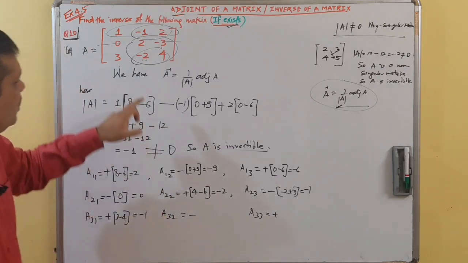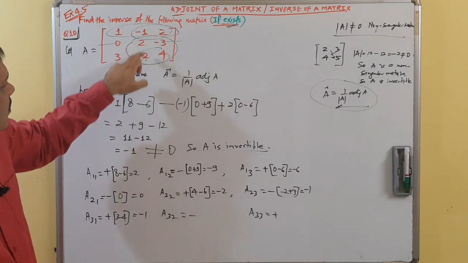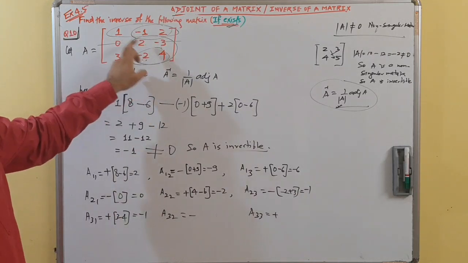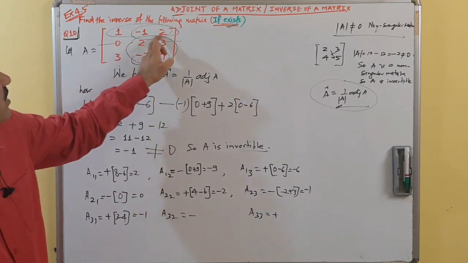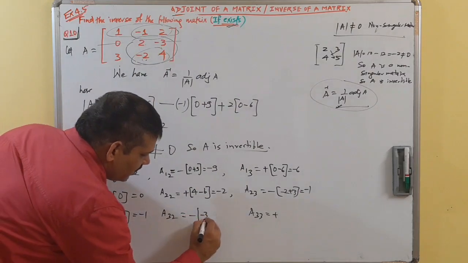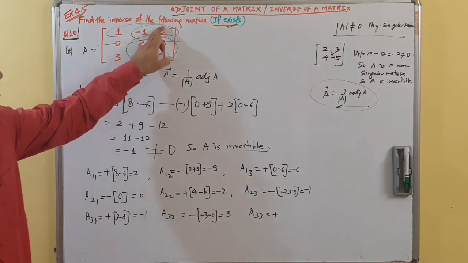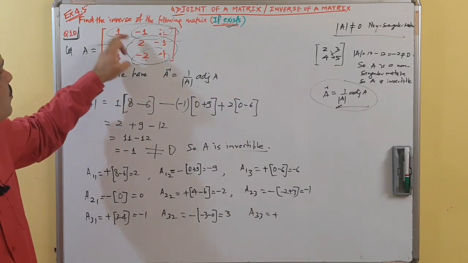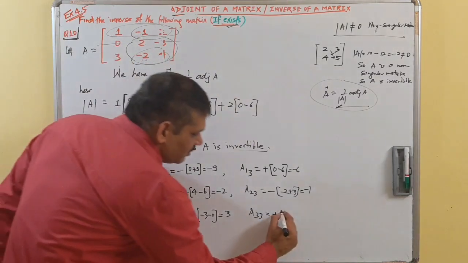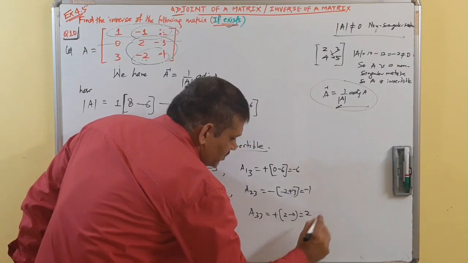Again here A32, we'll delete this row and this column. So we are here with minus 3 minus 0. In a bracket minus 3 minus 0, that will give us plus 3. Finally for this element, eliminate this row and this column. So 2 minus 0, this will give us 2.